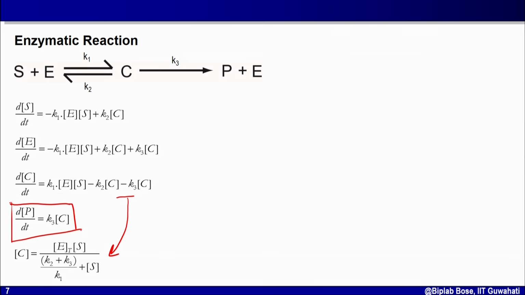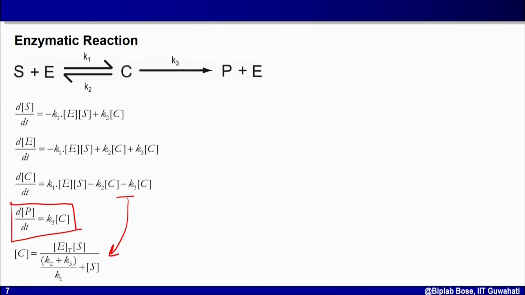dP/dt, there is a rate of change in concentration of the product. That's what I am bothered about here, because I want to know how with time the concentration of product is changing. So dP/dt is equal to K3 into C. So I can replace this C by the C that I have considered here, because I know C is in steady state, because that's what my assumption is. So I can replace C by the steady state value of C, so dP/dt is equal to K3 into Et into S divided by (K2 plus K3) divided by K1 plus S.